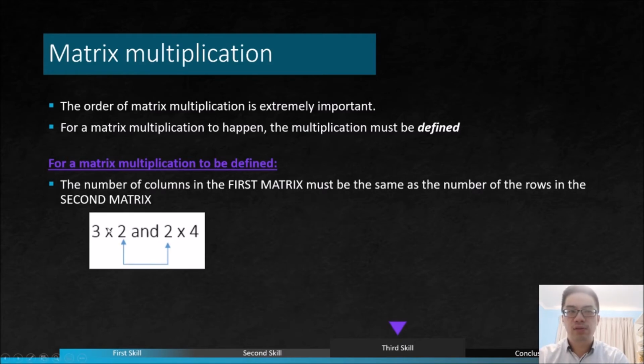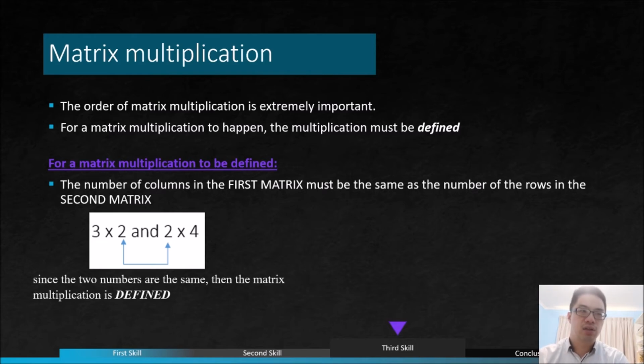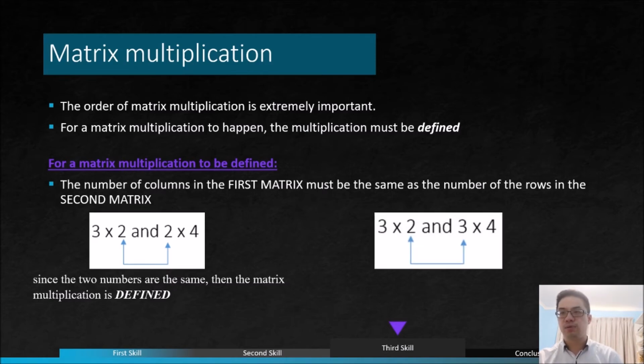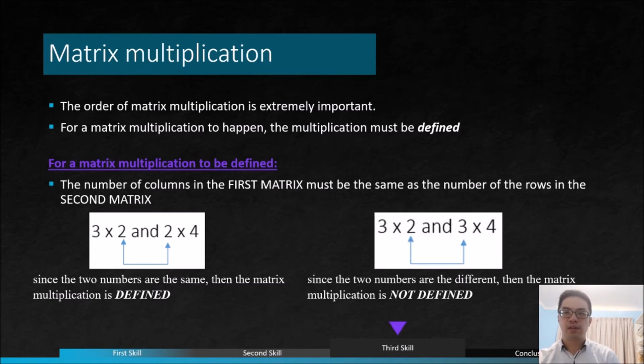If you've got two matrices and they're multiplying each other, just make sure that the two numbers in between are exactly the same. If they're different, then it won't work. So since the two numbers are the same, then the matrix multiplication is defined. In this example, since the two numbers are different, then the matrix multiplication is not defined and will not multiply out.